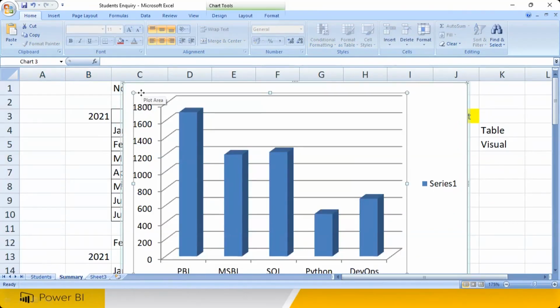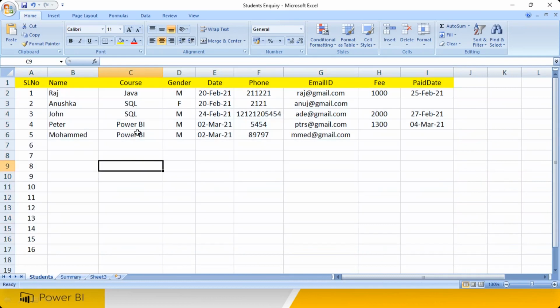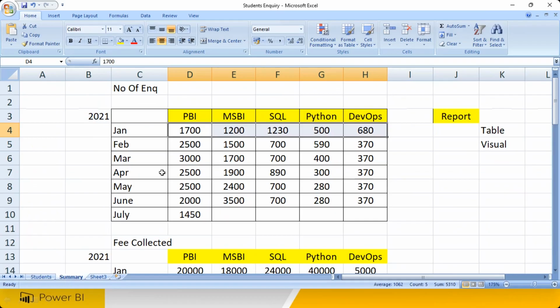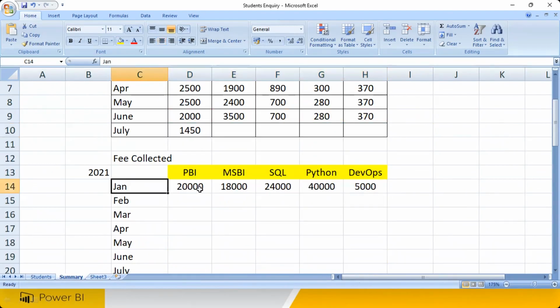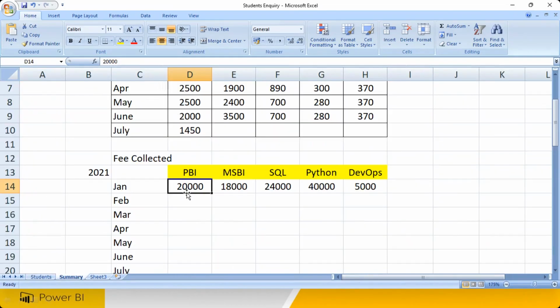So they will be able to create a report like this. In January, in Power BI, how many people have inquired? MSBI course, SQL course, Python course, DevOps course, number of inquiries. Manually we're going to be counting 1, 2, 3, 4, 5, 6, 7 like that, and writing the numbers here. This is what is called processing, counting. So here I'm going to be doing a summing operation. What is the total fee I have received? Clear? Month wise, course wise, I'm going to be processing the data, storing the data.